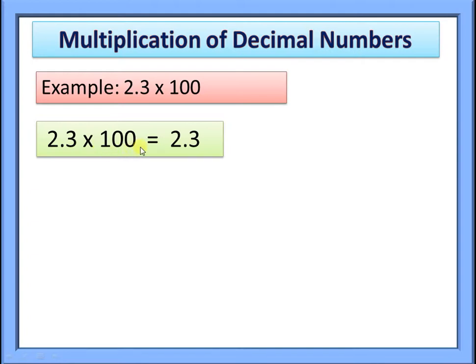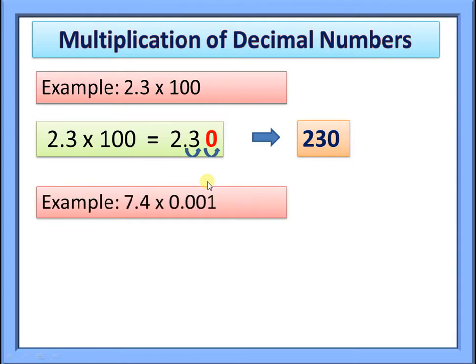So since we're multiplying 2.3 by 100, the movement of this decimal is 2 times. Okay? So after you move, you will notice there is a space here, meaning we are going to put a 0. So basically, the decimal is now positioned here. So our answer will be 230.